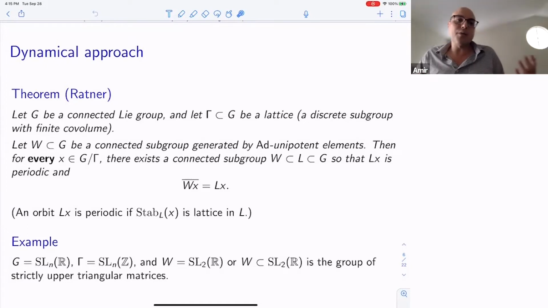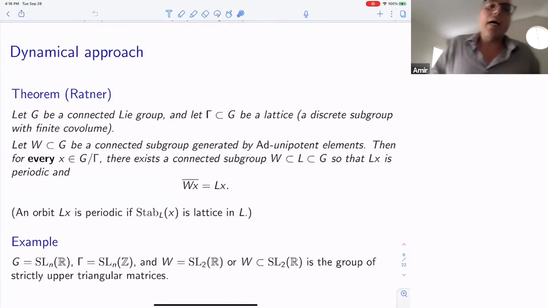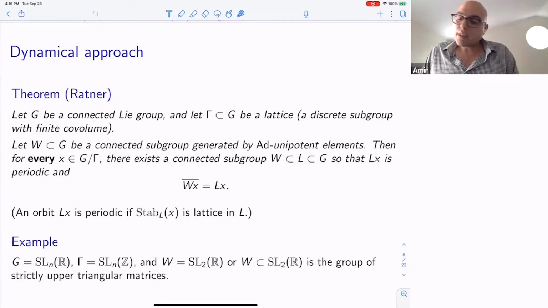There is no fractal behavior. And these submanifolds are quite specific. They actually arise as orbits of intermediate groups. So there is an intermediate group which has a periodic orbit, a closed orbit, and then this orbit closure precisely equals Lx. Okay, so it's quite a deep result.